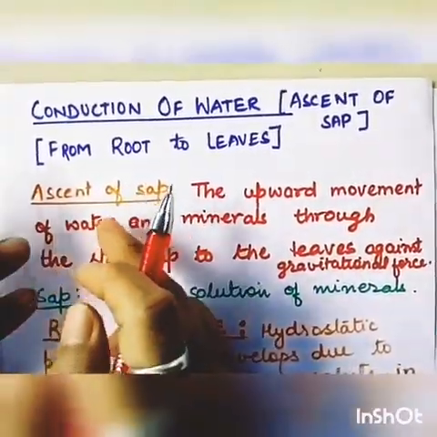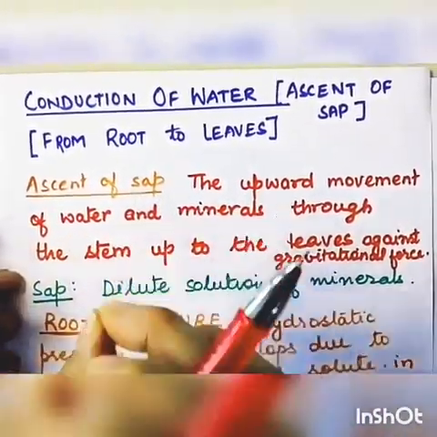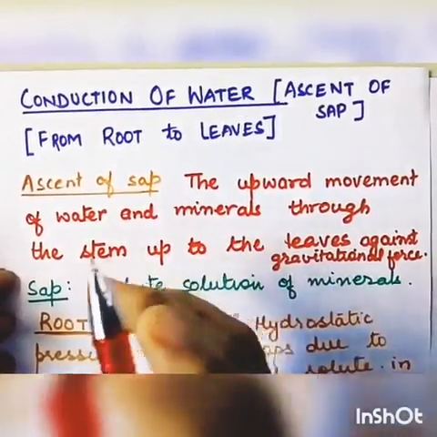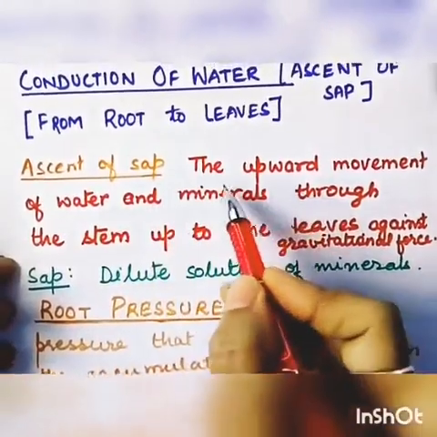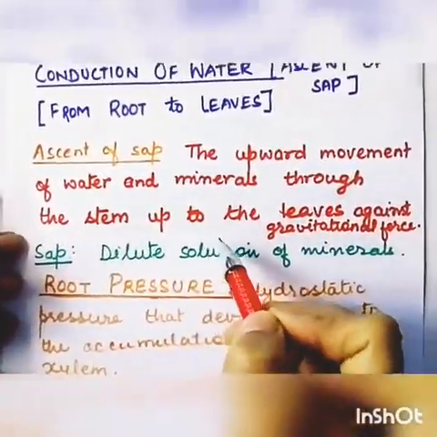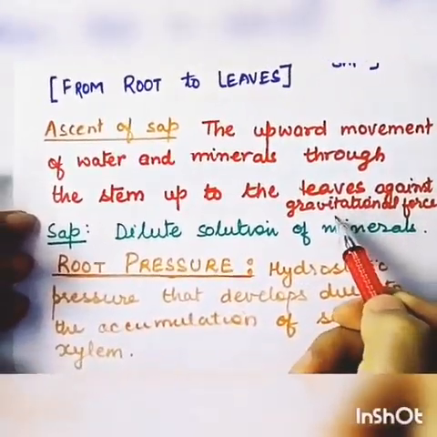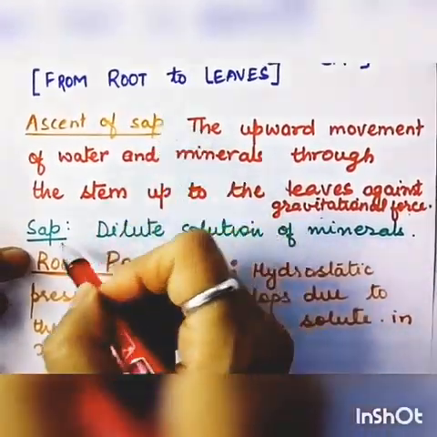Now when water moves into the xylem vessels, these xylem vessels are kept one above another and form a fine tube-like structure, and then water is moving in this tube, and that is known as ascent of sap. What is ascent of sap? The upward movement of water and minerals through the stem to the leaves against the gravitational force is known as ascent of sap. Now the question is, what is sap?